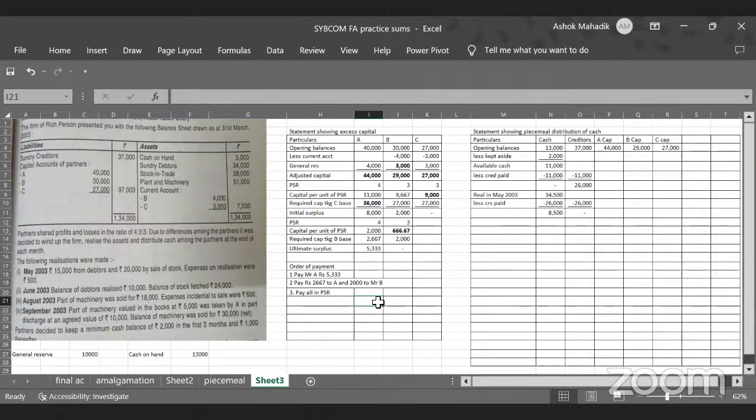So what is the first order of payment? Pay Mr. A rupees 5,330. So let us pay him. We have sufficient cash, so there won't be any issue. Less it to A as per order of payment. Minus 5,333.